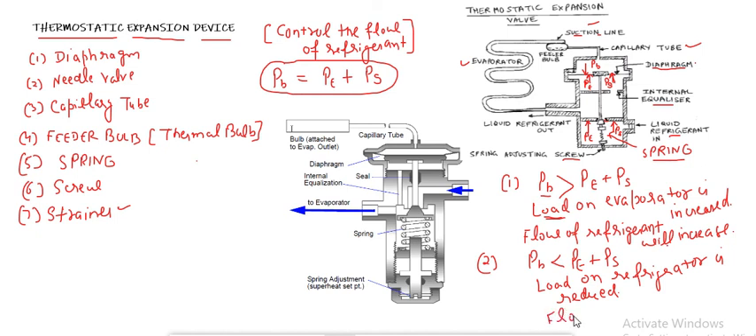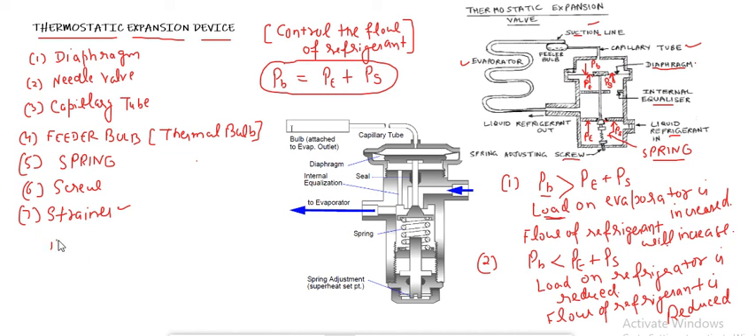Clear? So it will reduce what? The flow of refrigerant is reduced. Okay, so that is also what is required, because we have to have more refrigerant if load is increased, and we need less refrigerant if the load is decreased. So both the conditions are satisfied, so that is why we always go with the thermostatic expansion device for commercial purposes.